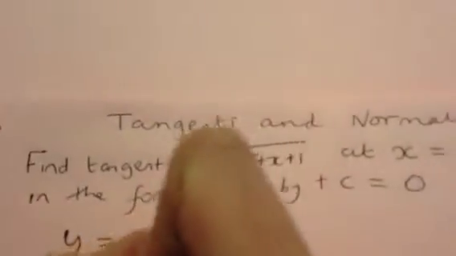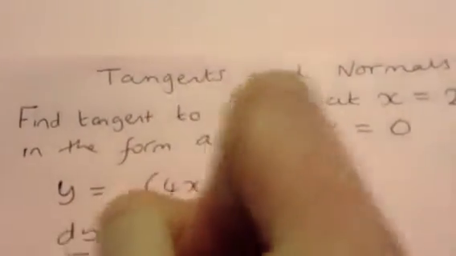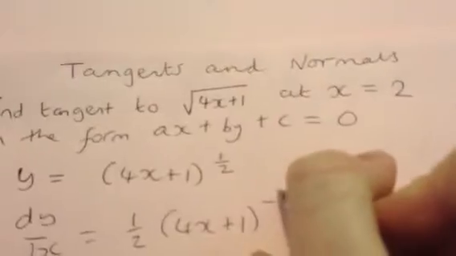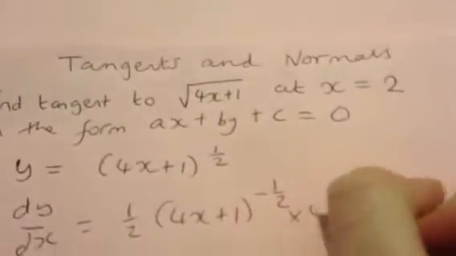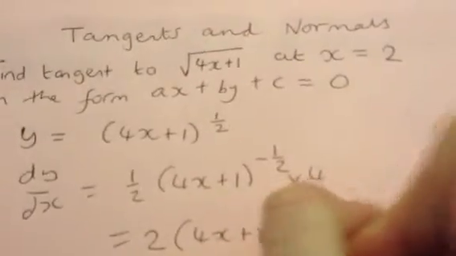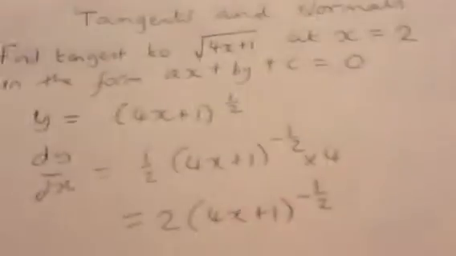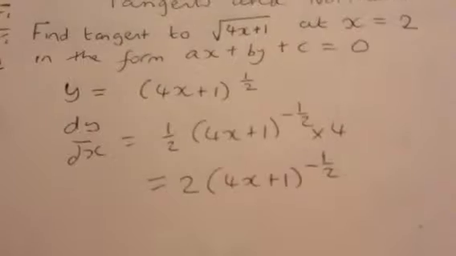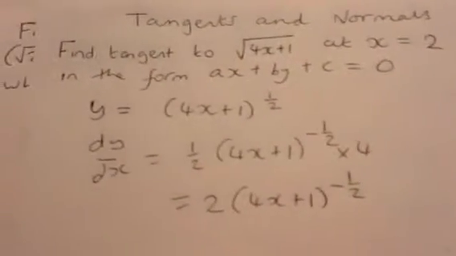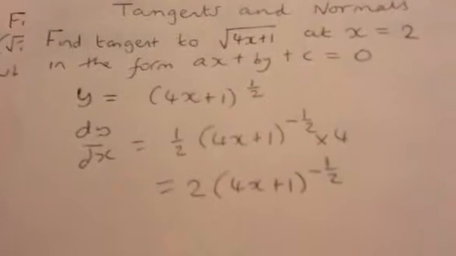So dy by dx is a half, (4x plus 1) to the minus a half, times by 4, which is 2 times (4x plus 1) to the minus a half. Now you are screwed if you don't differentiate properly, and that is the main thing that you really need to focus on. And you should know how to do tangents because it's C1.